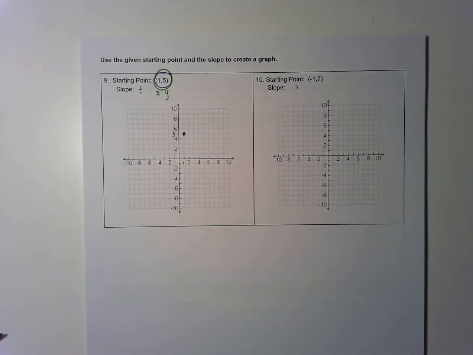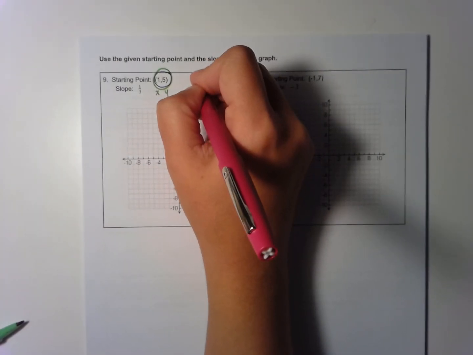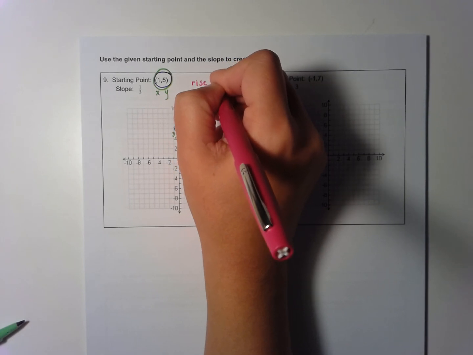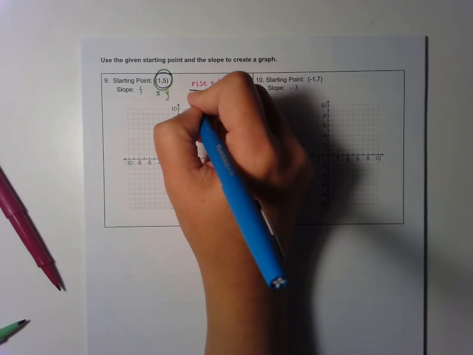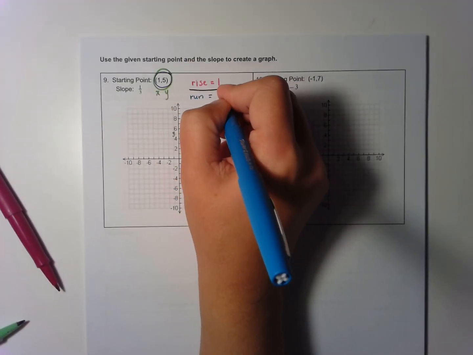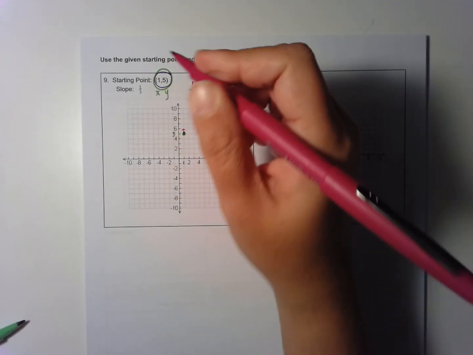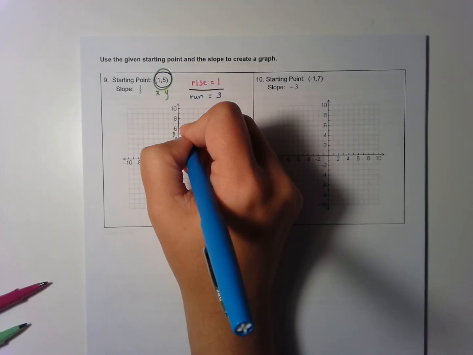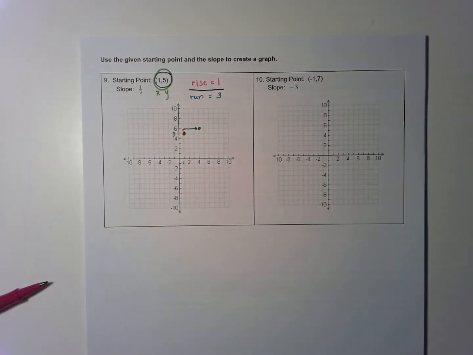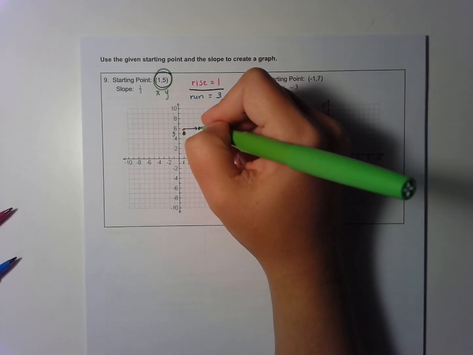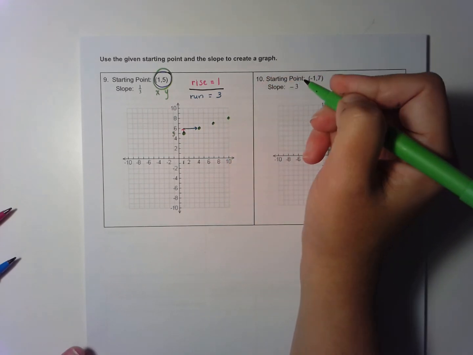Now my slope is going to tell me rise over run. So in this problem, my rise is going to be 1 and my run is going to be 3. So if I want to graph this, I'm going to go up 1 over 3. And once I do that, I'm going to put a new point there. Now I'm going to continue that pattern. So I'm going to go up 1 over 3, put a point. Up 1 over 3, put a point.